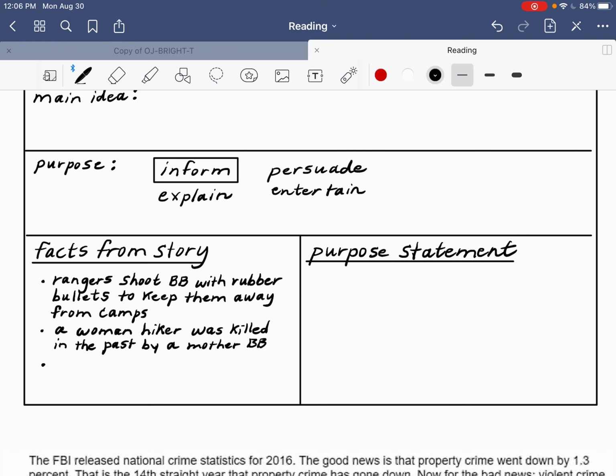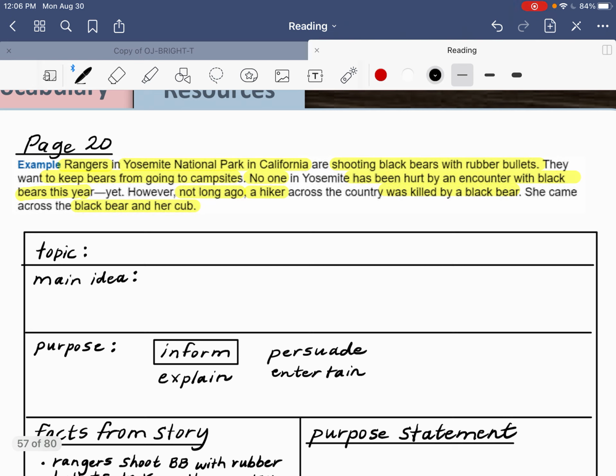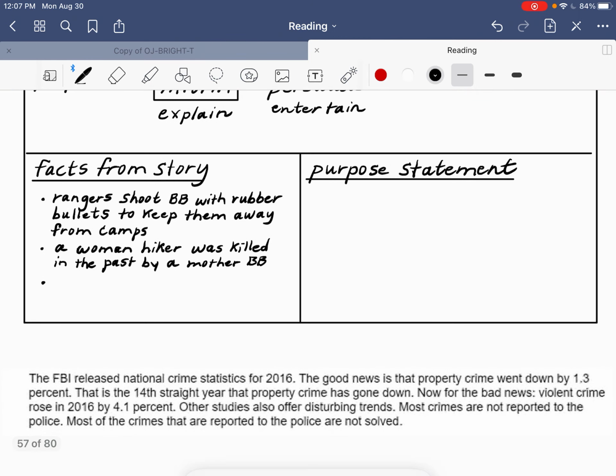There's one more thing I want you to infer about this passage. Are the rubber bullets working? They tell us that the rangers are doing this. Is it working? And how do you know? It does seem to be working, because they tell us that no one has been injured this year.